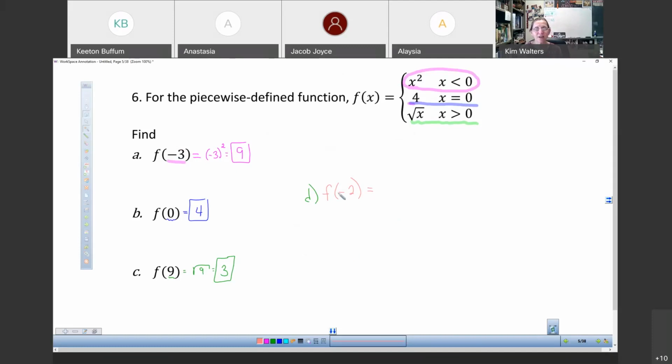Y'all got this. Okay, so -2 is less than 0, which means we're going to use the x squared. And so that means I'm going to have -2 squared, and I'm going to get a value of +4. Y'all can do these. Piecewise functions, not so bad. Okay. I'm so impressed.